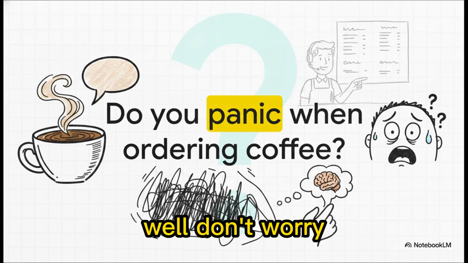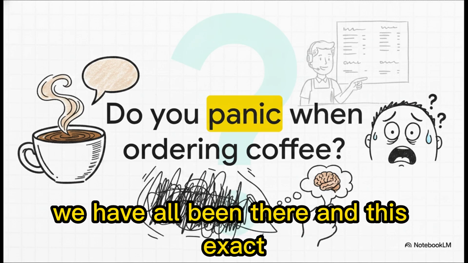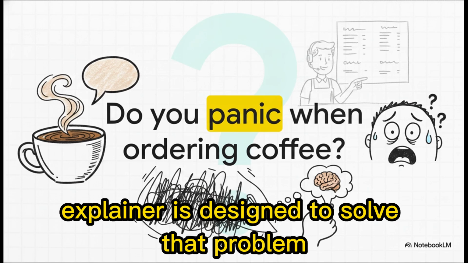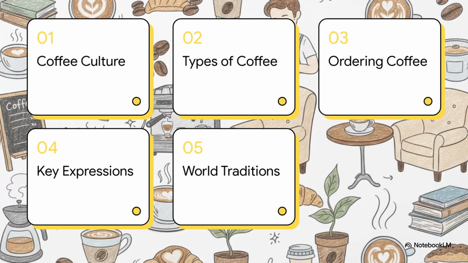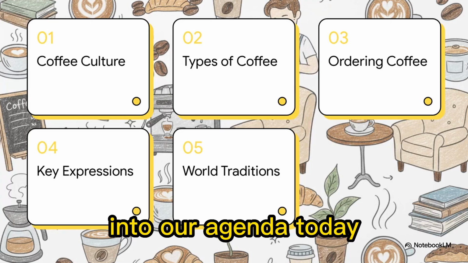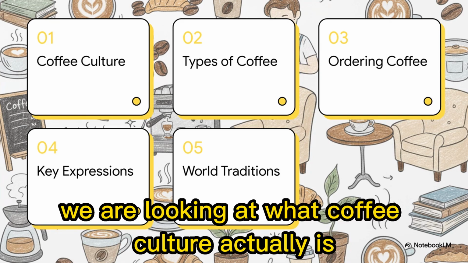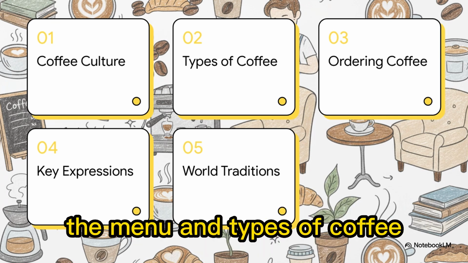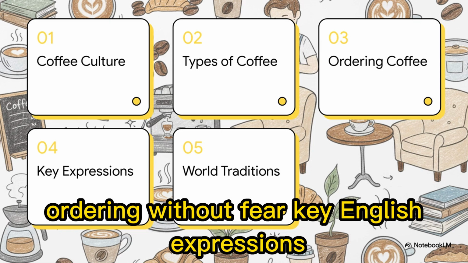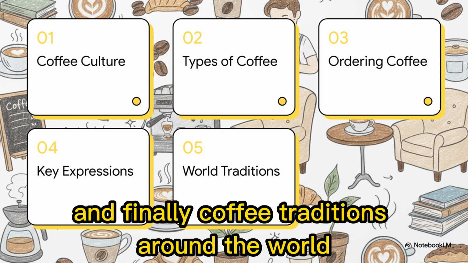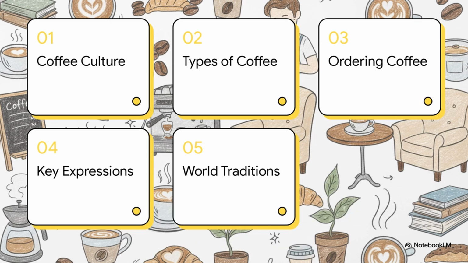Well, don't worry. We have all been there, and this exact explainer is designed to solve that problem for good. Okay, let's dive into our agenda. Today, we are looking at what coffee culture actually is, the menu and types of coffee, ordering without fear, key English expressions, and finally, coffee traditions around the world.